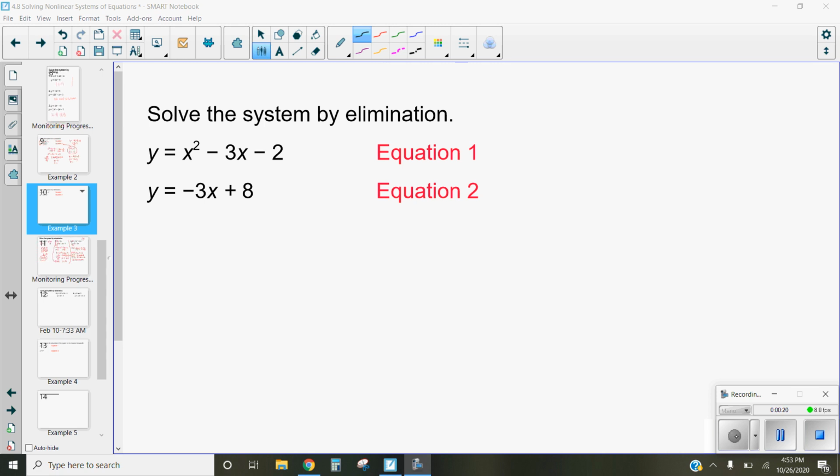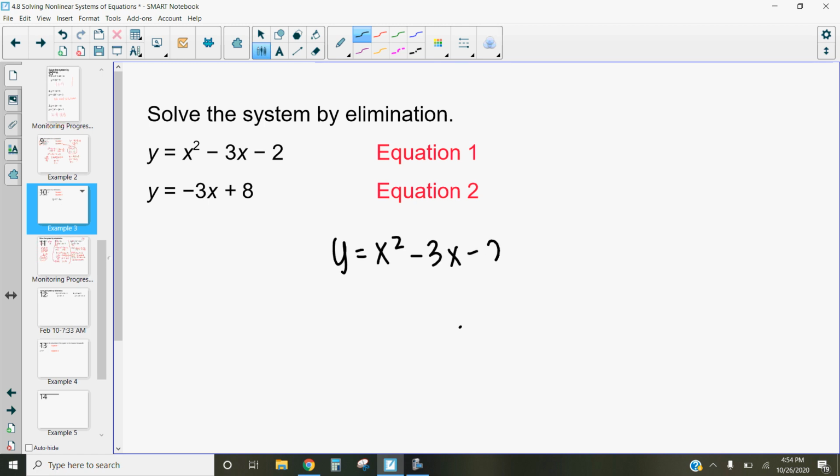So what elimination means is I'm going to take my two equations and eliminate common terms that they might have so that it simplifies into one equation. So let's take a look here. The way we're going to do this is always by writing our longer equation first. So y equals x squared minus 3x minus 2. And then I'm going to do y equals negative 3x, lined up underneath, plus 8.